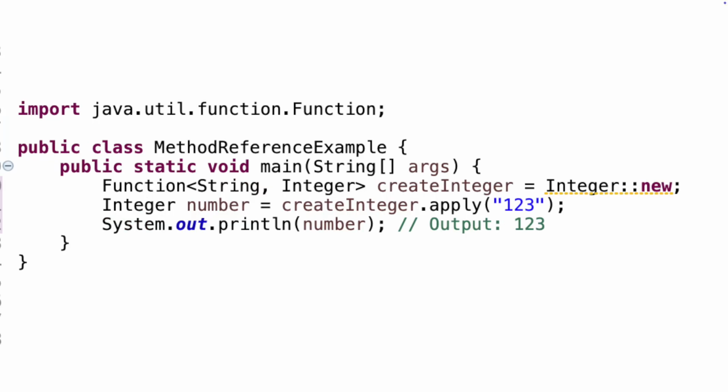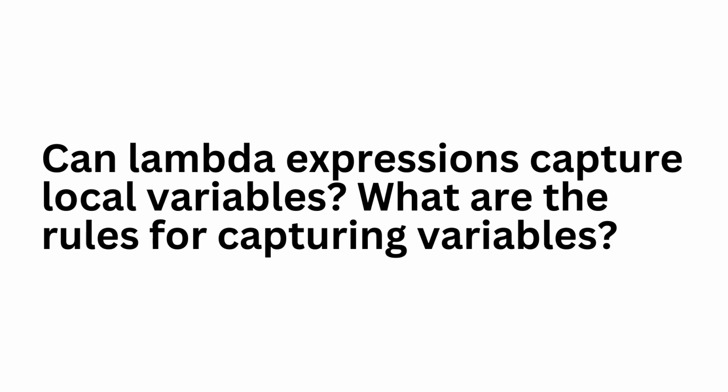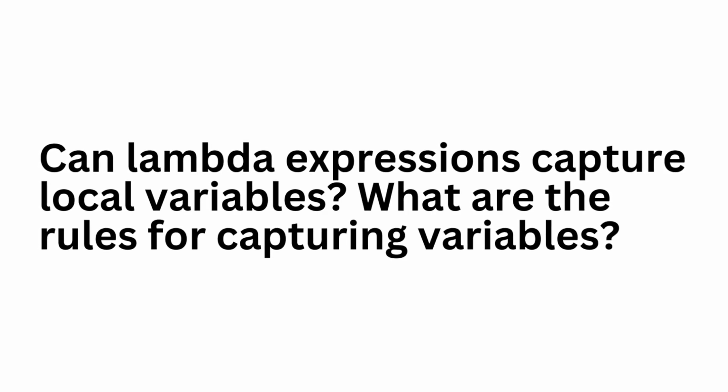Now reference to a constructor. So yeah, this is something good that I actually use. If you have to create a new object, you use String::new. So yeah, that is a reference to a constructor. All right, now let's move on to the next question. Can lambda expressions capture local variables?